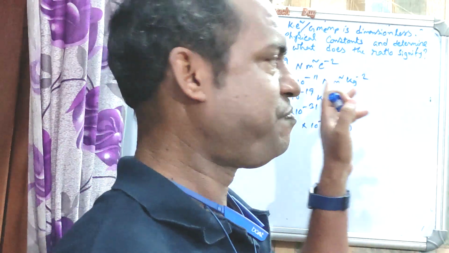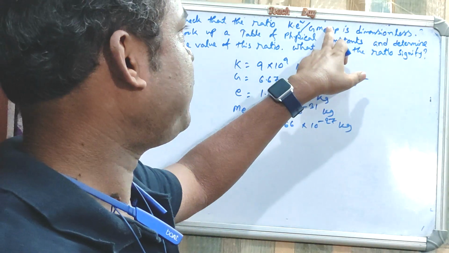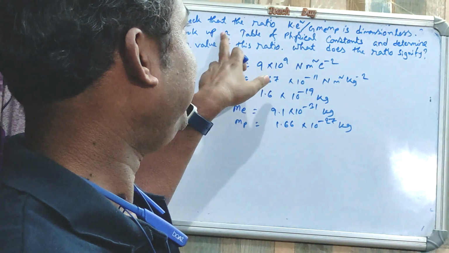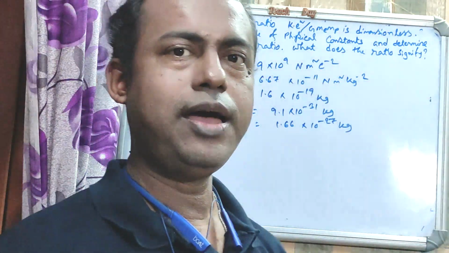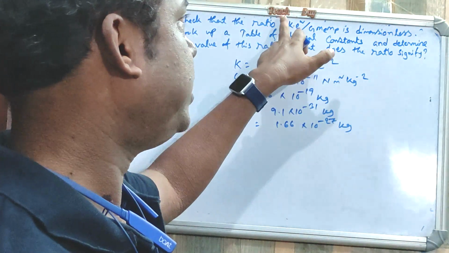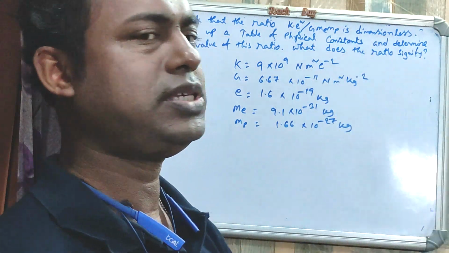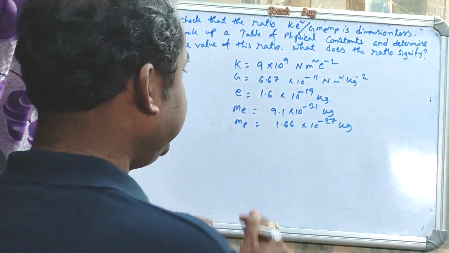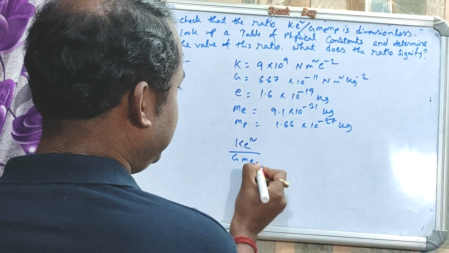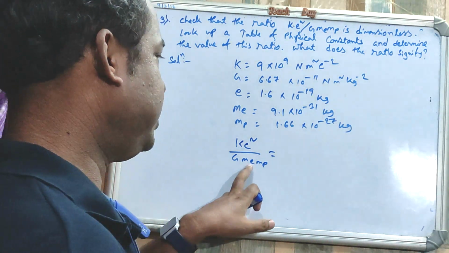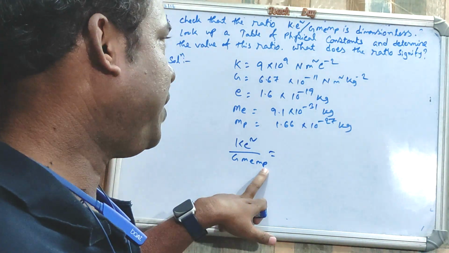Okay, so the next one, question 1.3 also. So here we found that the ratio is dimensionless. Now the next one has physical constants and we determine the value of the ratio. We want to find out the value of the ratio k square by G into me into mp, and also find out what the significance of the ratio is in this case. Me means mass of the electron. Same thing, mp is mass of the proton.